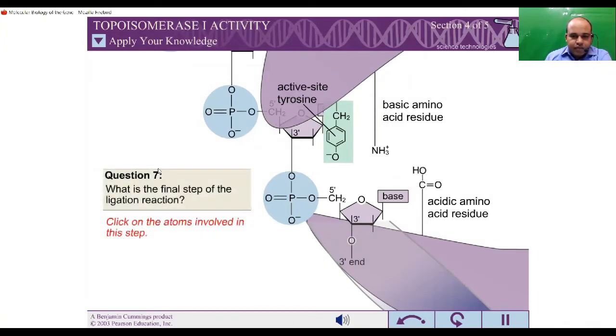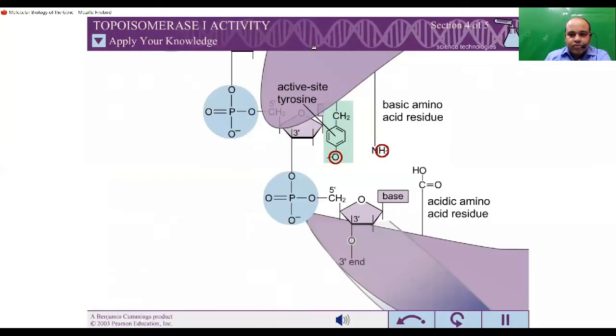Click on the atoms involved in this step. In the final step, the oxyanion will abstract its proton from the basic amino acid residue. Correct. It has abstracted its proton.